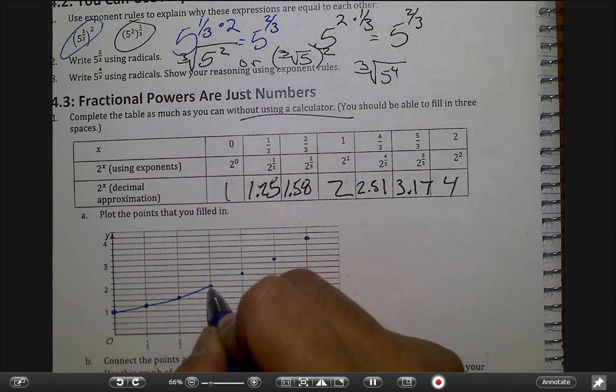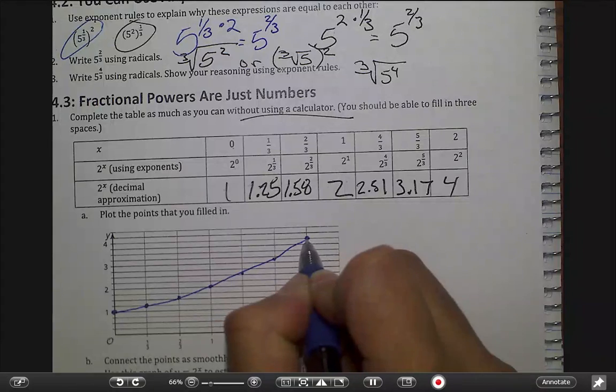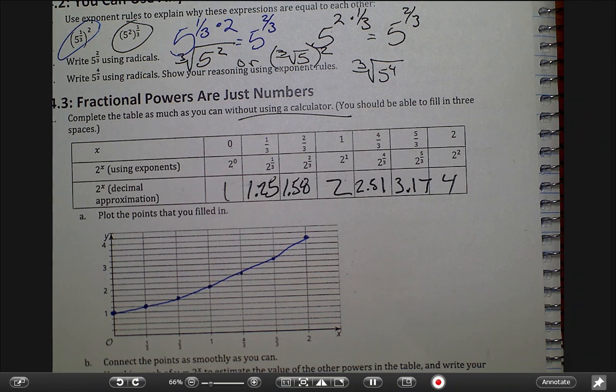If you guys see, it is a gradual increase in exponential. It's a gradual increase in exponential.